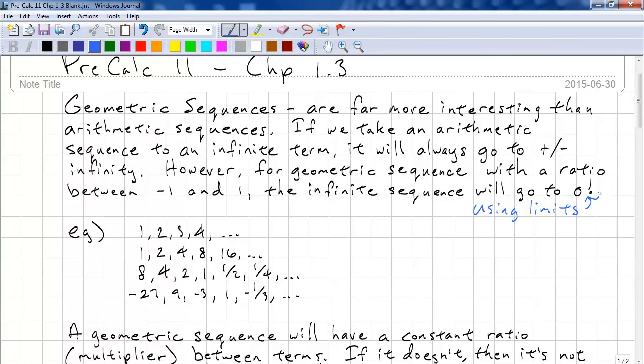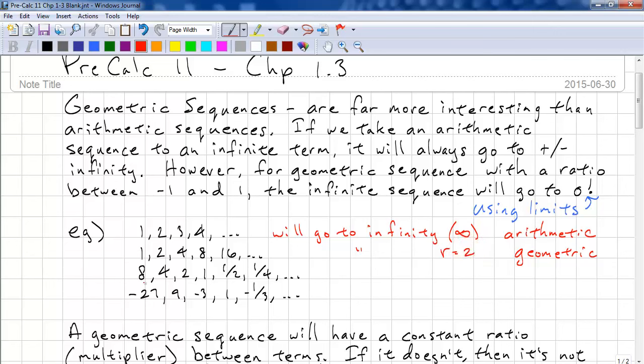So we need to recognize geometric sequences. Here's an example. 1, 2, 3, 4. This is an arithmetic sequence. And this is an arithmetic sequence. 1, 2, 4, 8, 16. This will also go to infinity, but it is a geometric. And we can recognize this because we're multiplying each term by 2 to get the next term.